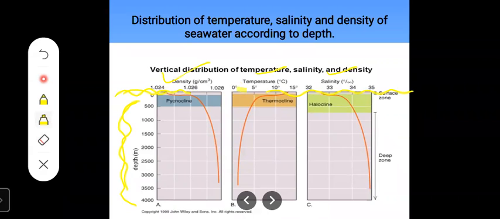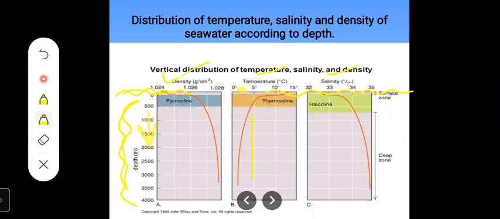Means once the sun's rays go beyond 500 meter depth, there the temperature will remain the same, in between 0 degree to 5 degrees Celsius only. Once it has crossed 500 meter depth inside, the temperature will remain the same. It will not change. It will be fixed. Then let's move on to the salinity now.